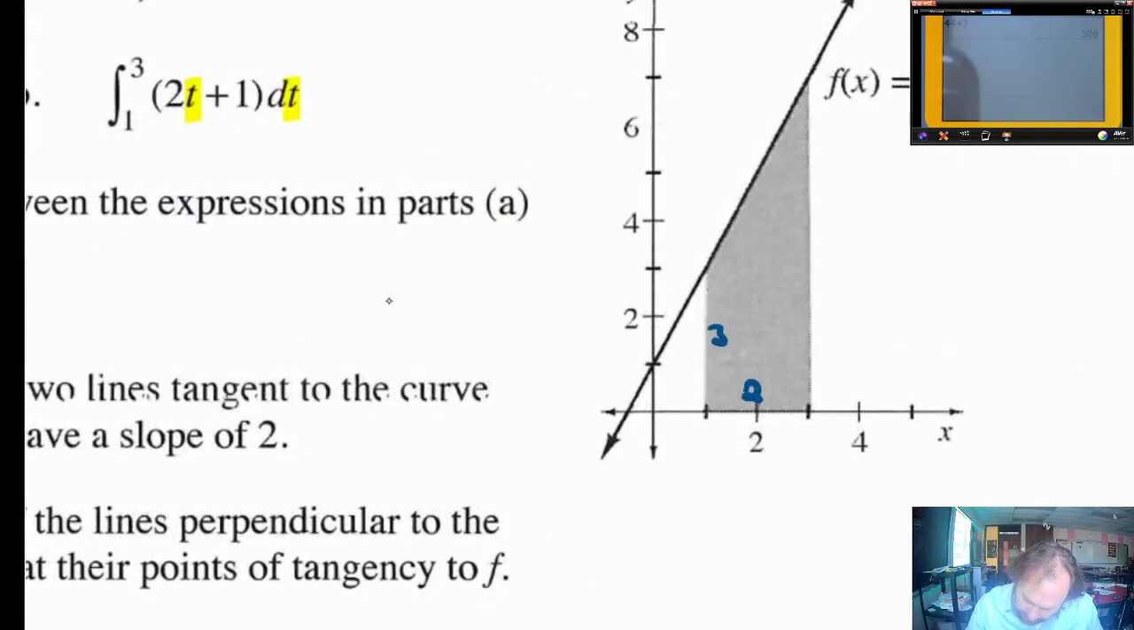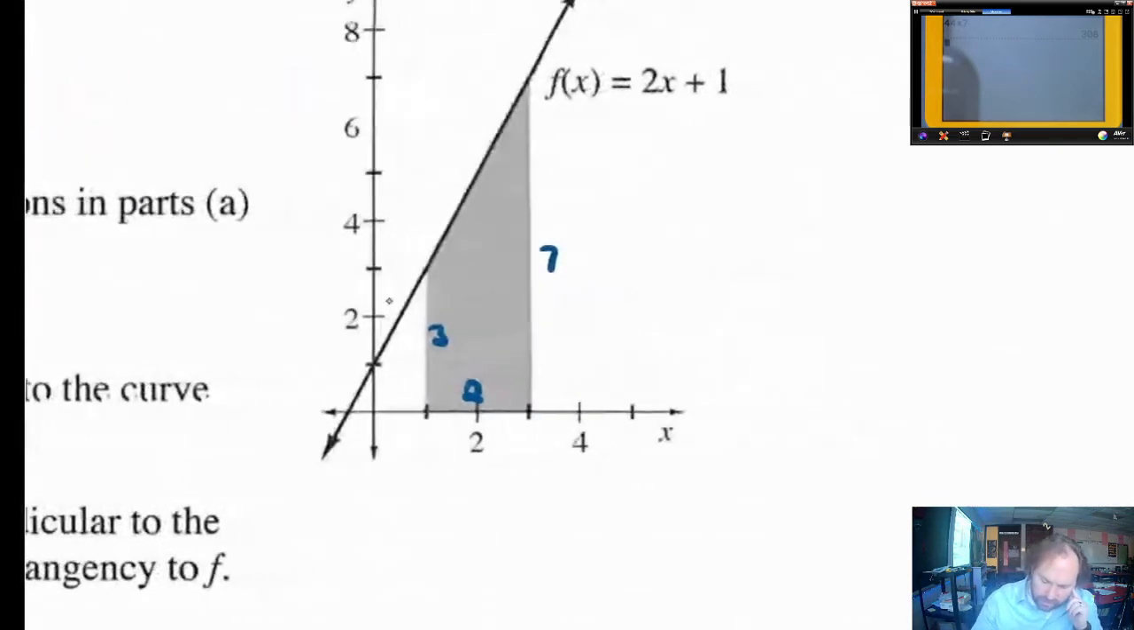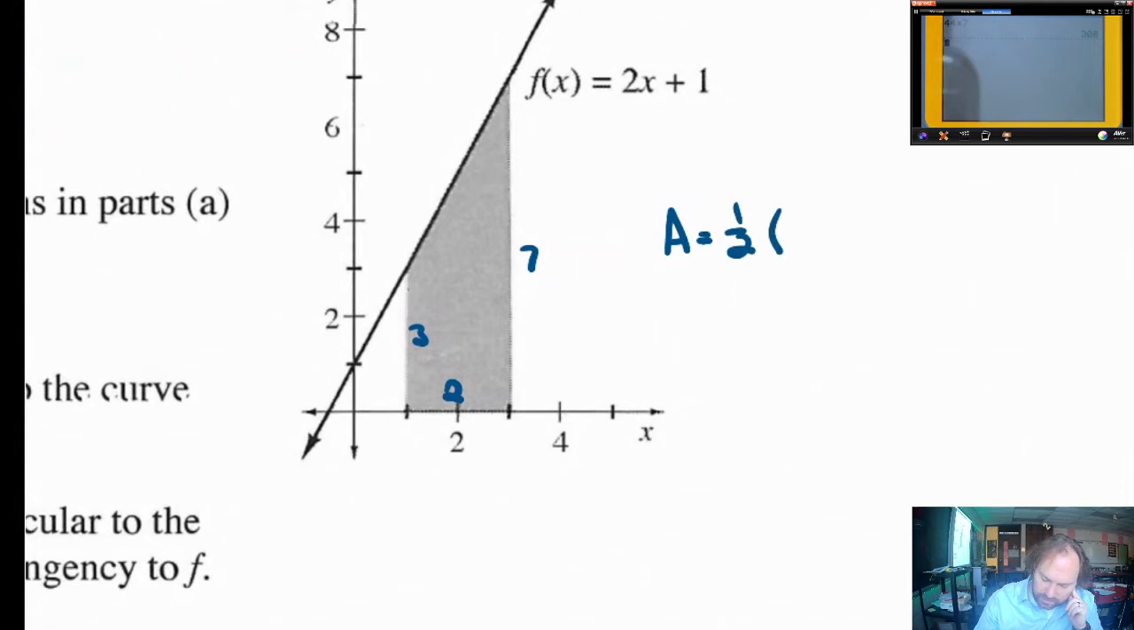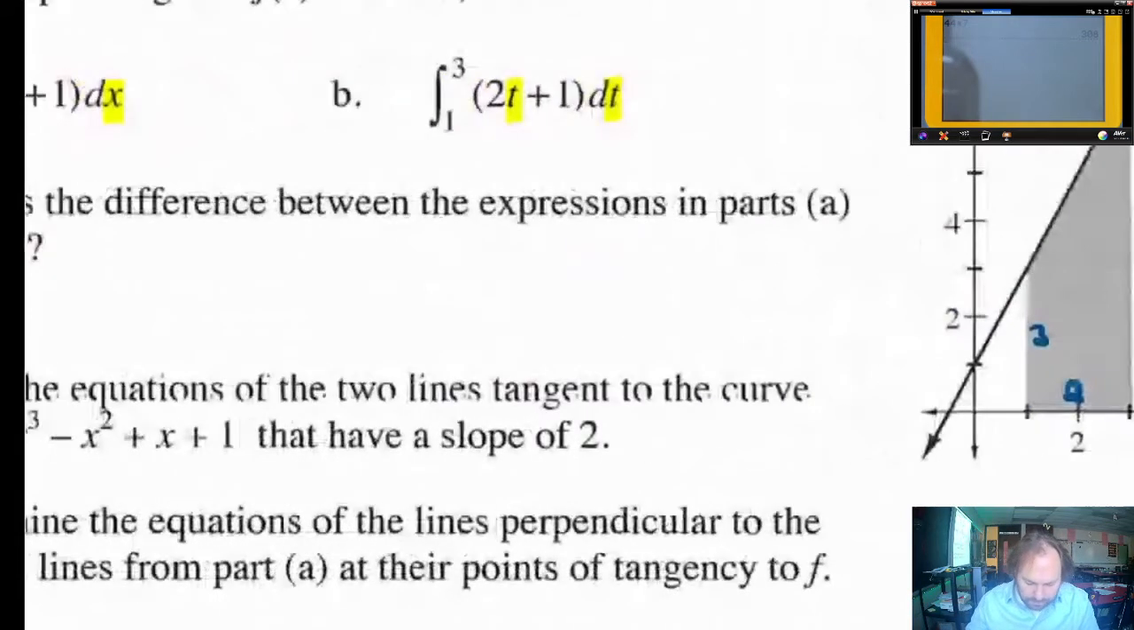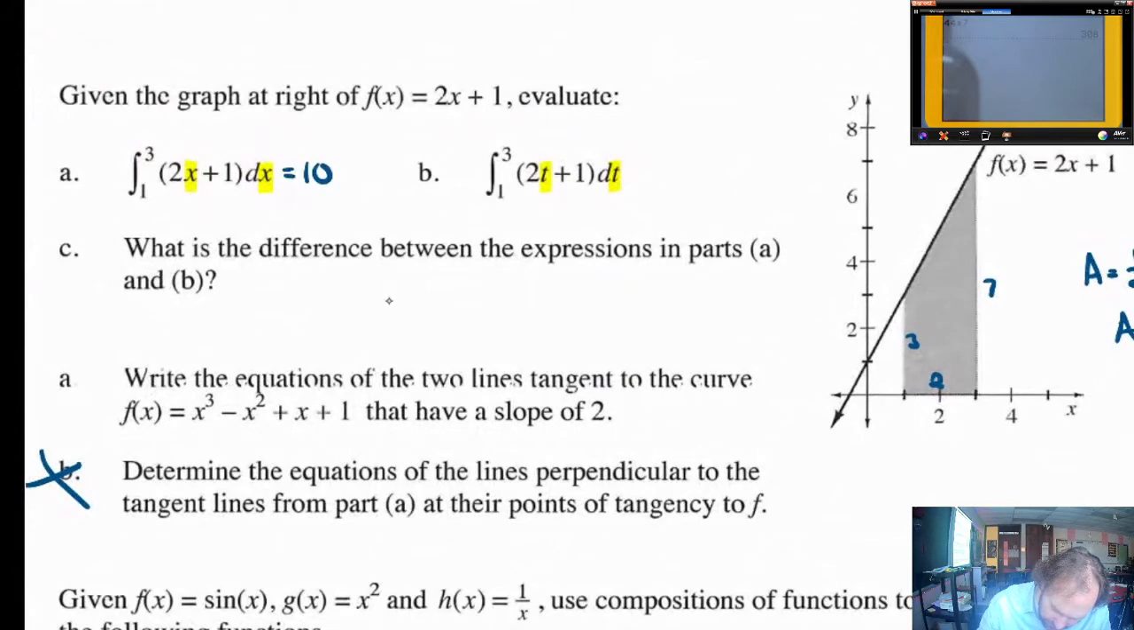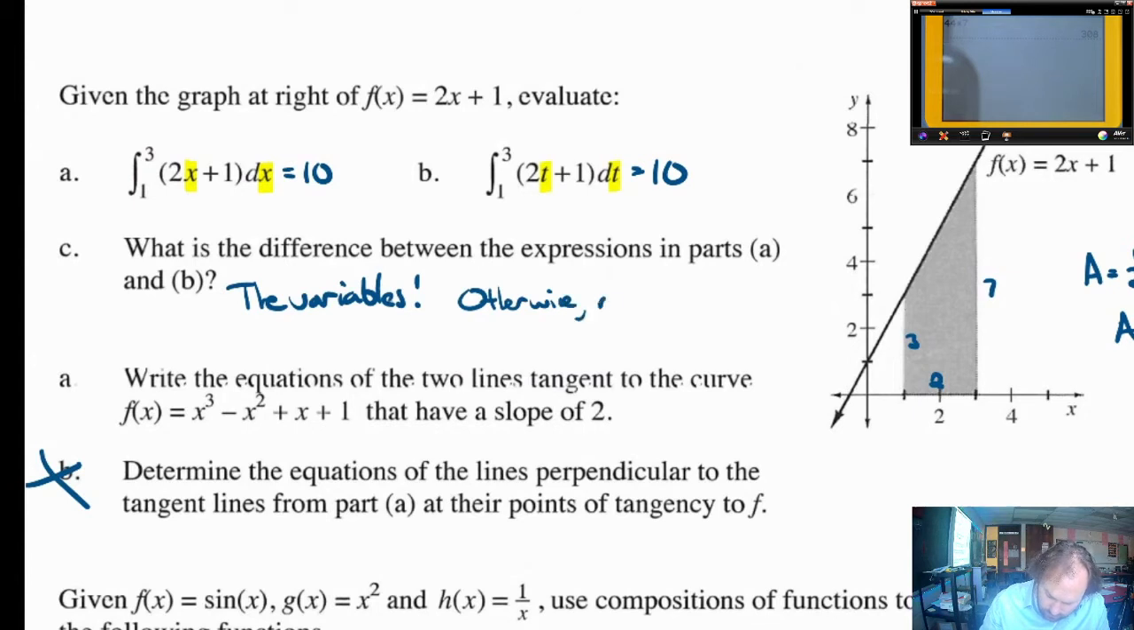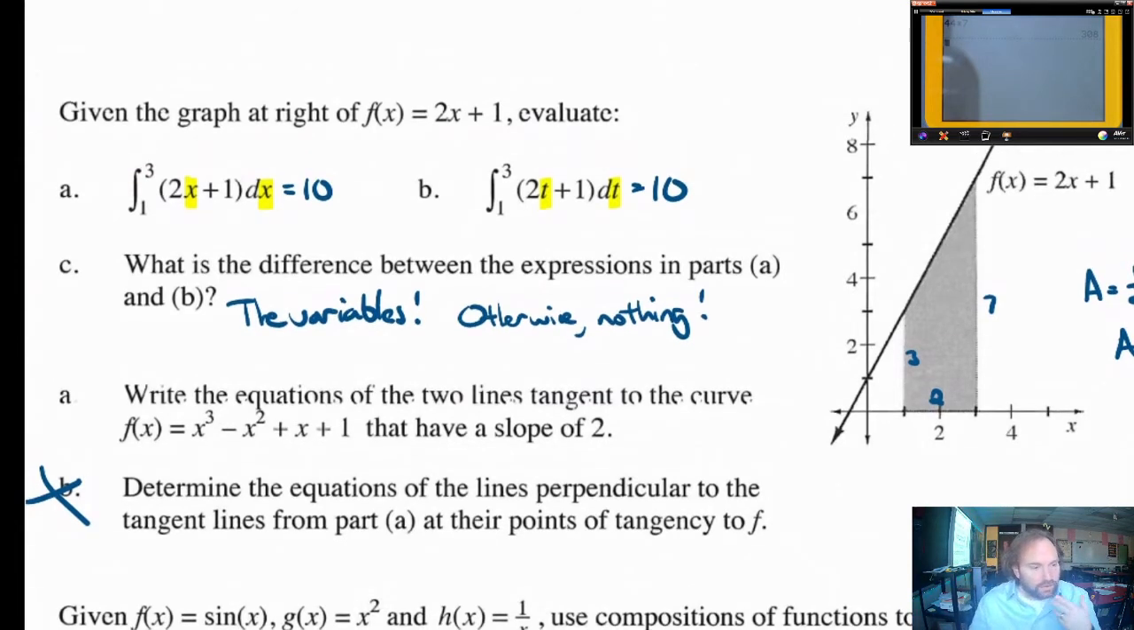This is a 3, looks like. This is pretty safely a 7, 2 times 3 plus 1. So this is, again, just the area of a trapezoid, which is going to be 1/2 times 3 plus 7, which is 10 times 2. And the 1/2 and the 2 actually cancel out, so the area is going to be 10. So this integral is equal to 10, and this integral is also equal to 10. And what's the difference? It's the variables. Otherwise, nothing. So the variable actually doesn't change the problem at all. It just changes the name of things.